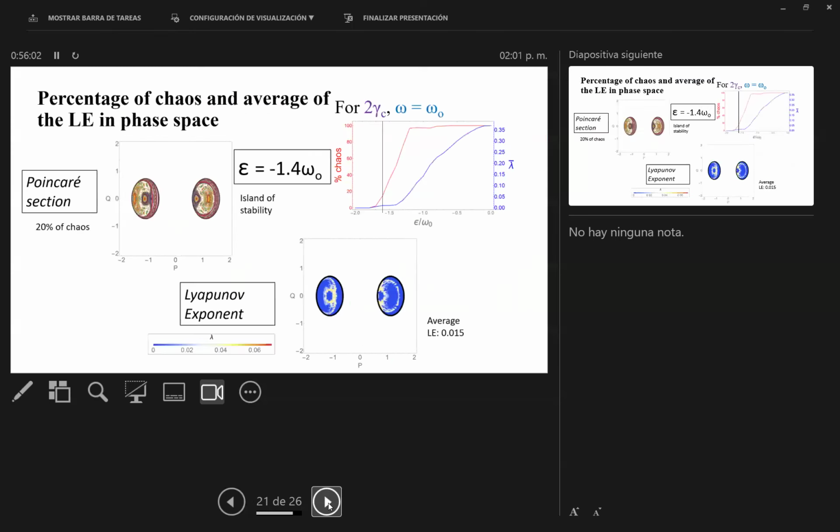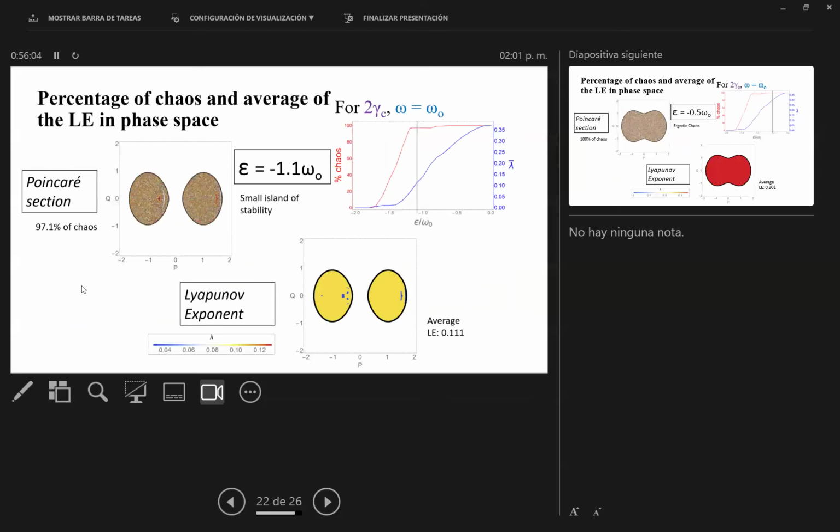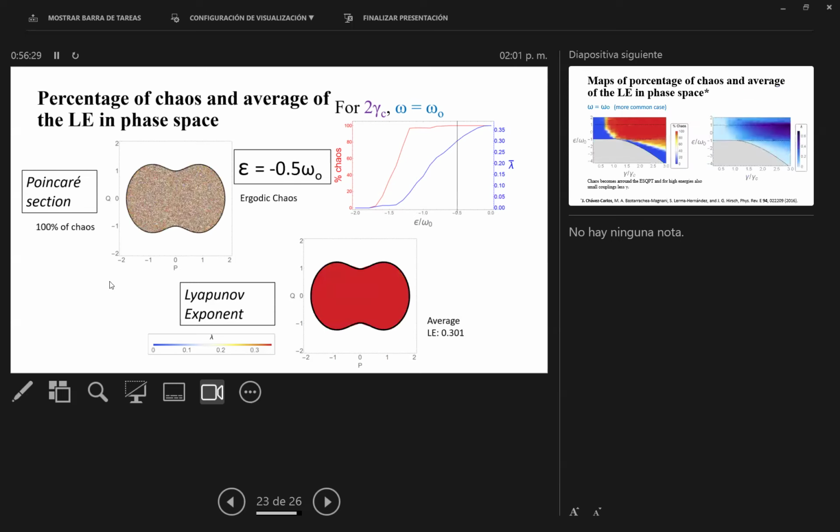Thank you. You're welcome. So, for example, here we can increase the energy of the system, and as we can see, the Poincare section shows this spread of points, and this is one way to detect chaos visually. Quantitatively we can check the Lyapunov exponent, and here we see a small island of stability. If we increase the energy more, basically all the phase space is chaotic, and the Lyapunov exponent shows the same thing.